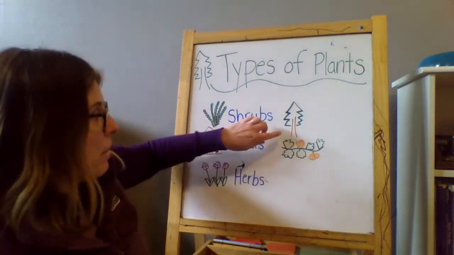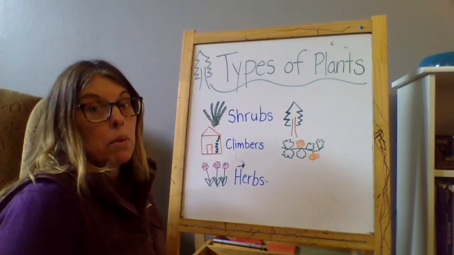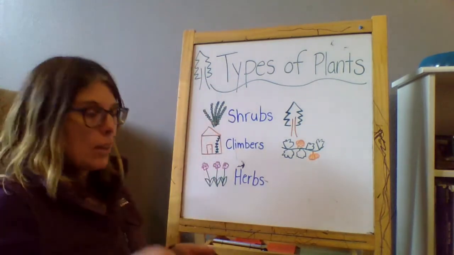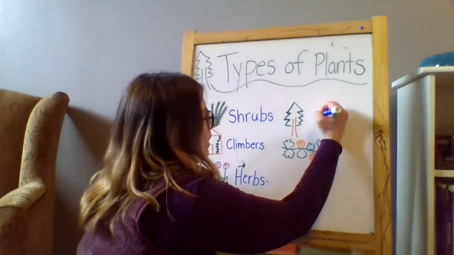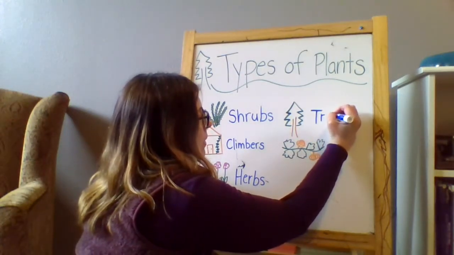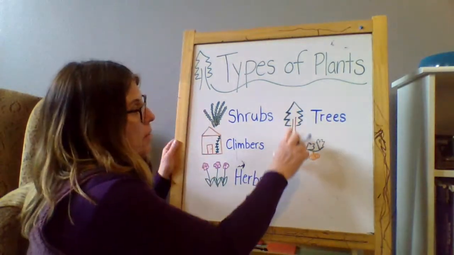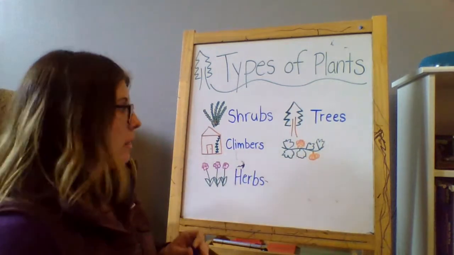Okay, here's one. Big woody stem, or what we would call a trunk, and one of them, big. These are big. Think big. These are trees. So it usually has one main stem or trunk, and then it has branches off of that.